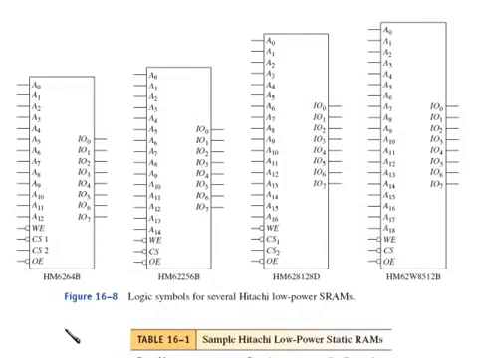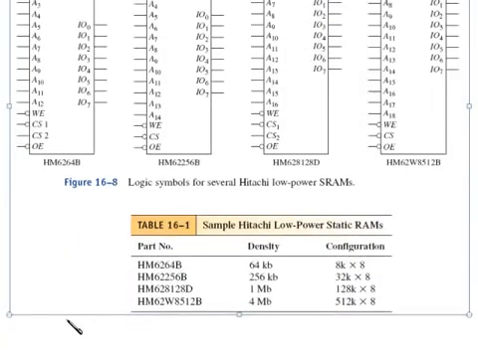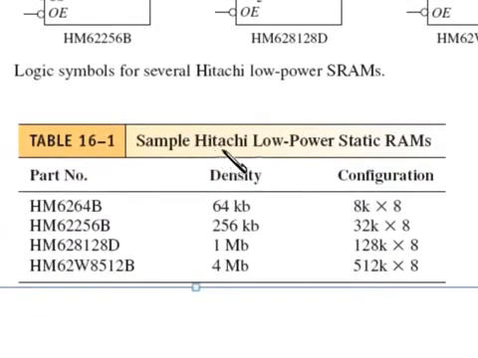So practically speaking, and I'll show you the table first, we've got a sample of some Hitachi low power static RAMs configured in different densities, a 4K bit, a 1 meg, a 4 meg, and so on. Now the 4 meg is configured as a 512K by 8. That means that there's 8 data bits at each of the 512K locations. So let's look at these different configurations.